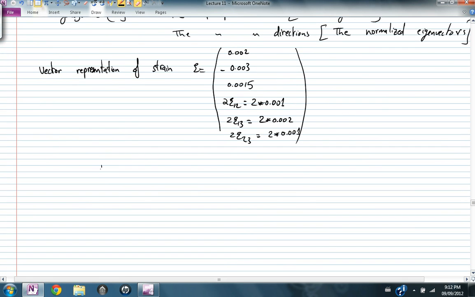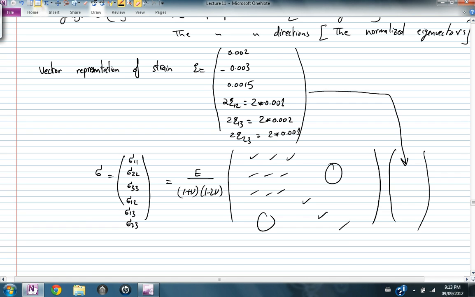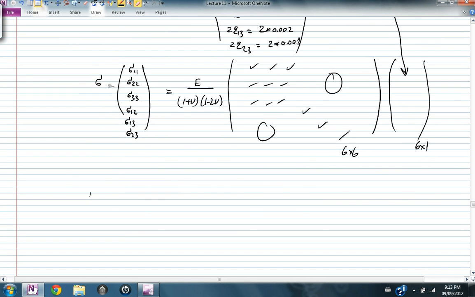Now to calculate the stresses, which is equal to sigma 1, sigma 2, sigma 3, and the shear terms, the vector representation of the stresses, I need a 6x6 matrix, and I will show you in a different video how to do this quickly in Mathematica. And you put the strains here, the 6x6 matrix multiplied by the 6x1 vector, you get your stresses. And when you do this calculation, you get the stress vector, and you can make it into a matrix.